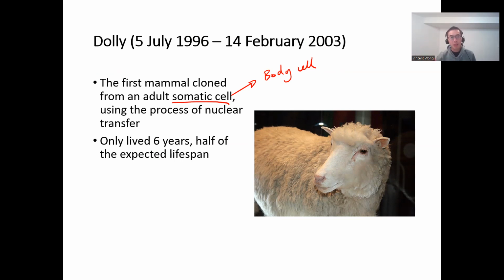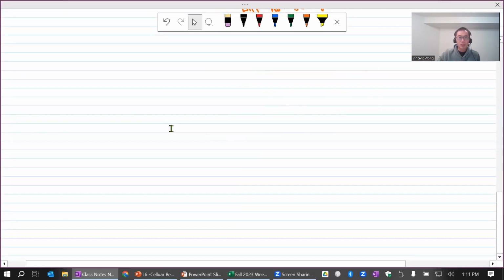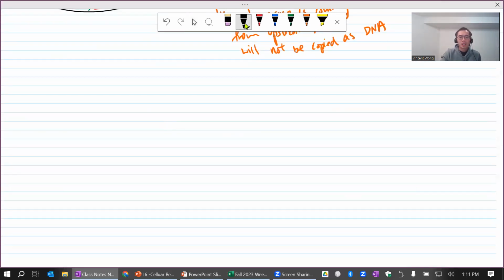So it's the first mammal to be cloned from a somatic cell using something called nuclear transfer, which I'll explain in a bit. This happened in 1996, long time ago, right? And the lifespan for a normal sheep is about 12, 13 years. But for Dolly, she only lived for 6 years. Okay, so I'm going to explain to you why that is the case. I think it's really interesting and it really connects to what we are talking about. So please try to understand.